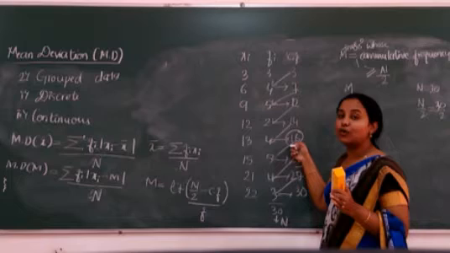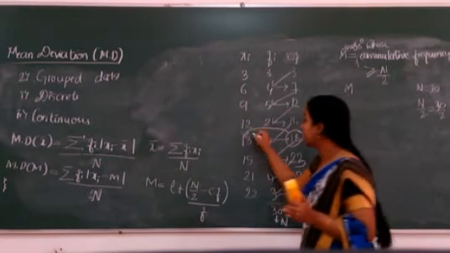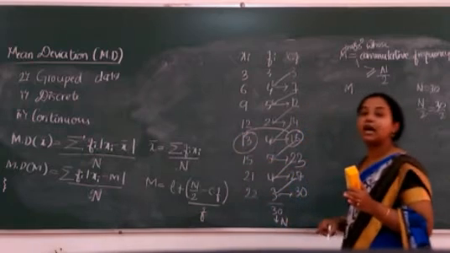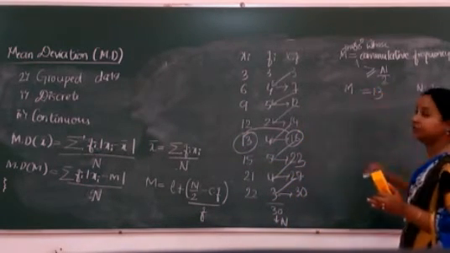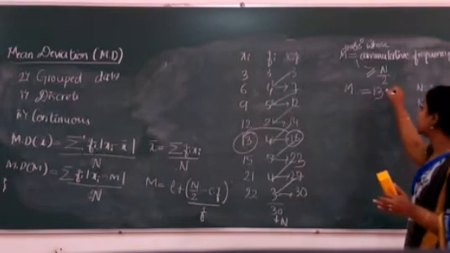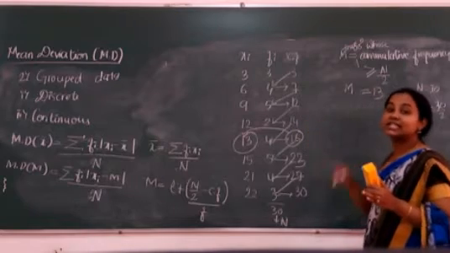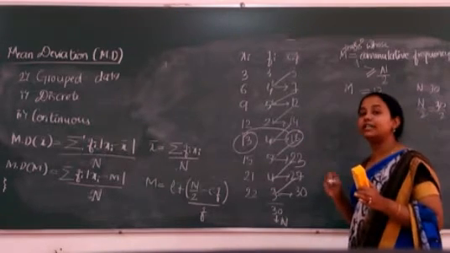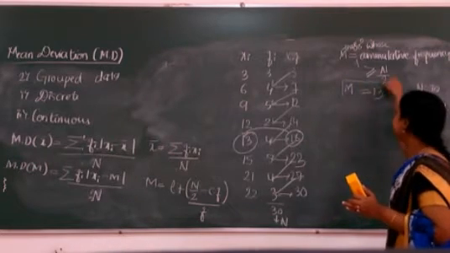For that 18, what is the corresponding observation? That is 13. So this 13 will be the median. In our case, median is 13. Why is it 13? Because this 13th observation has a cumulative frequency which is greater than 15 or nearing 15. Okay, so now we have got the median.